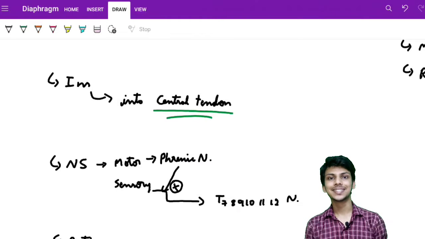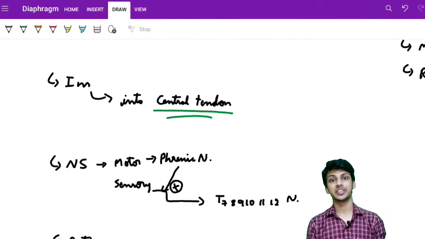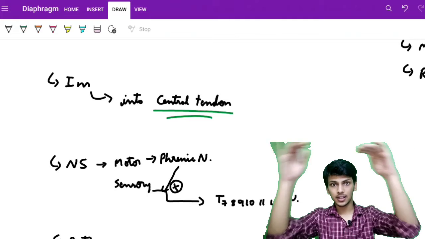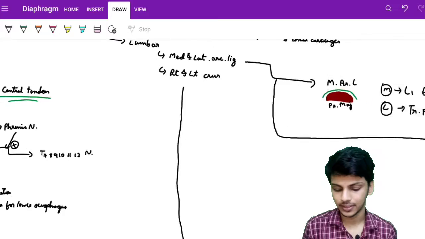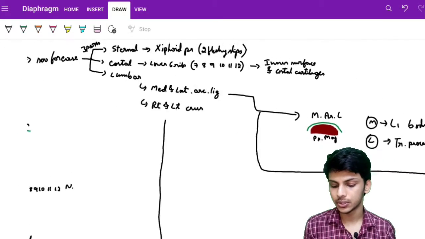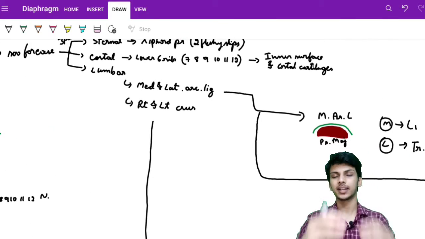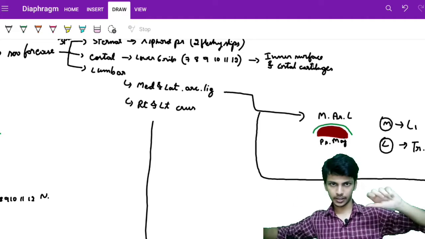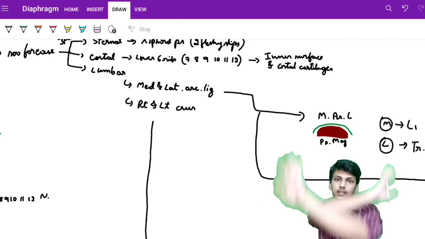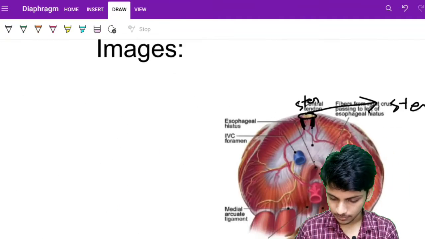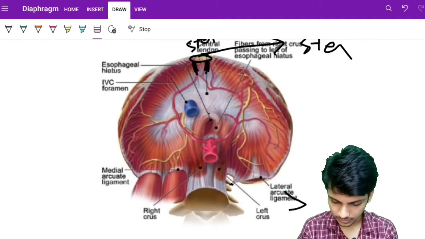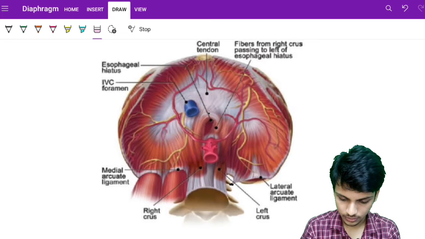Now let's talk about the insertion of the muscle. Where does the muscle get inserted? It's taking origin from a large circumference and getting inserted into a central tendon. That's why the diaphragm is special. Usually muscles are in the shape of a muscle belly with a tendon at each end. But here there is muscle peripherally, and centrally there is a tendon. Guys, this is the central tendon.